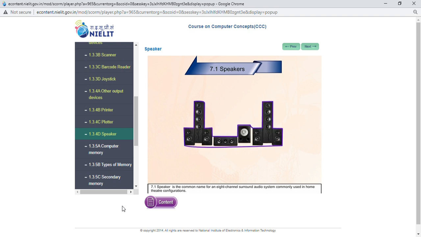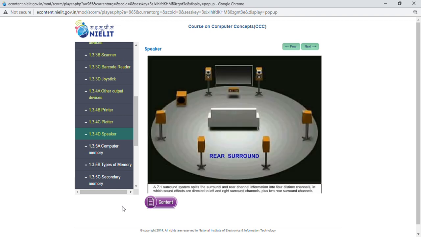7.1 speakers. 7.1 speaker is a common name for an 8-channel surround audio system commonly used in home theater configurations. A 7.1 surround system splits the surround and rear channel information into 4 distinct channels in which sound effects are directed to left and right surround channels plus 2 rear surround channels.